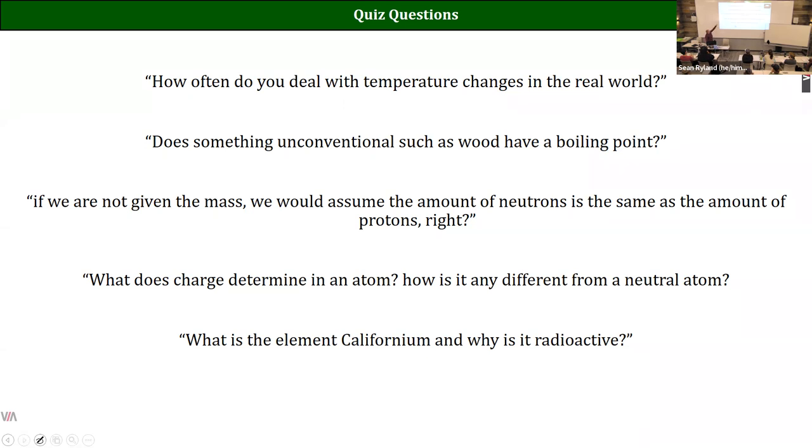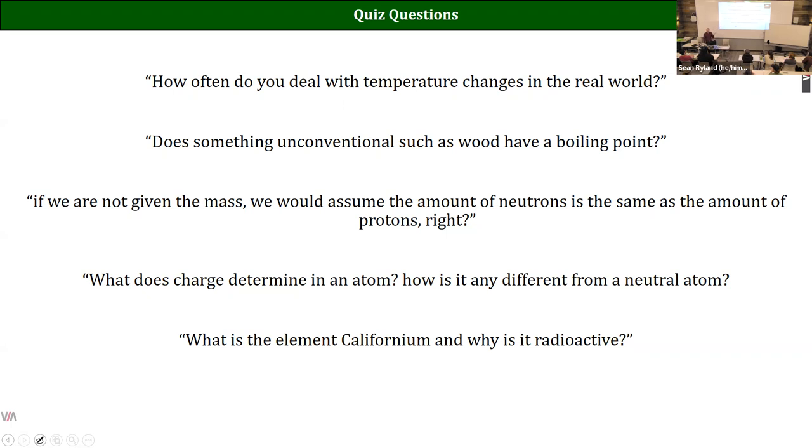One's most directly related to subatomic particles. If we're not given the mass, would we assume the number of neutrons is the same as the number of protons in a specific atom? Is that right? Do we assume that that's the case?